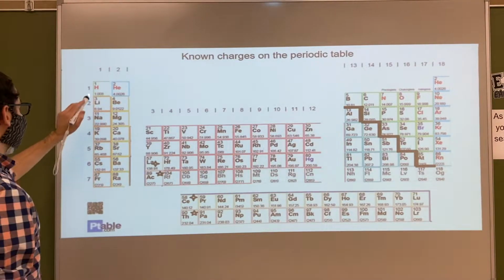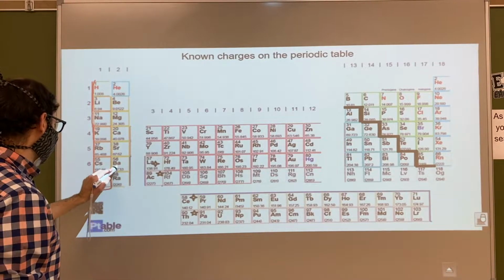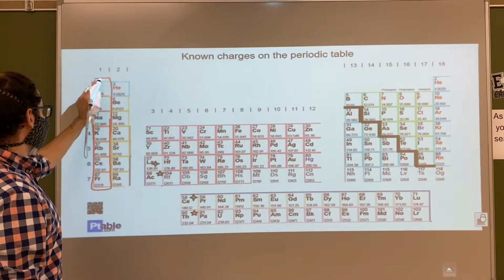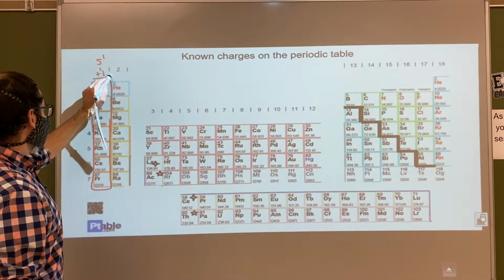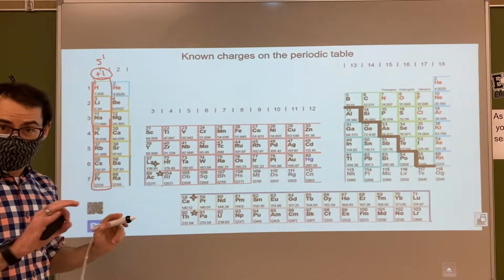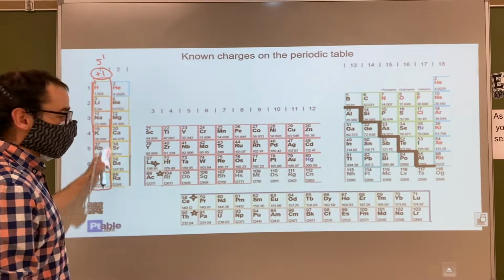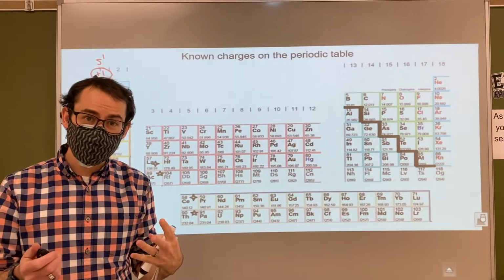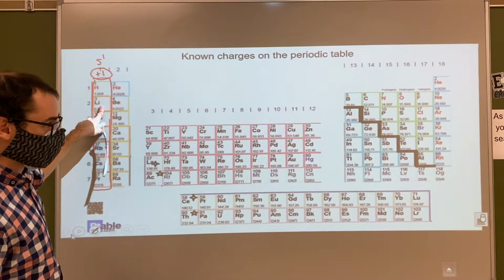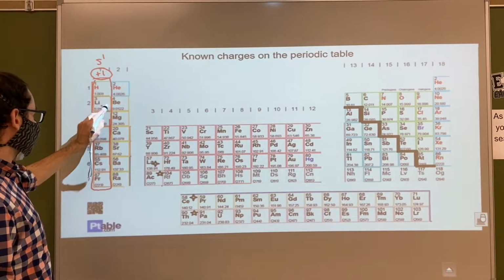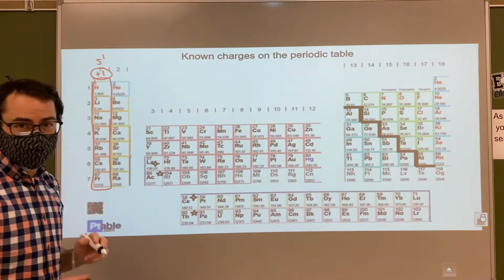We know that everything in group 1 has one valence electron. Because these all have one valence electron, they all end in s1, they're all going to be +1, always. Why? Because once they lose that outside valence electron, they're going to be isoelectronic to the noble gas that comes before it. If we're looking at lithium, when it loses one electron, it's going to become isoelectronic to helium.